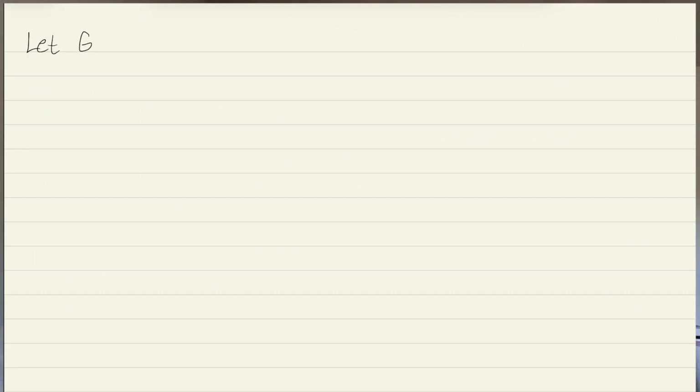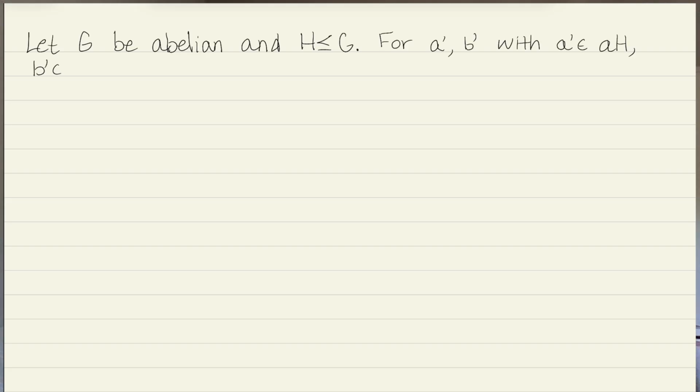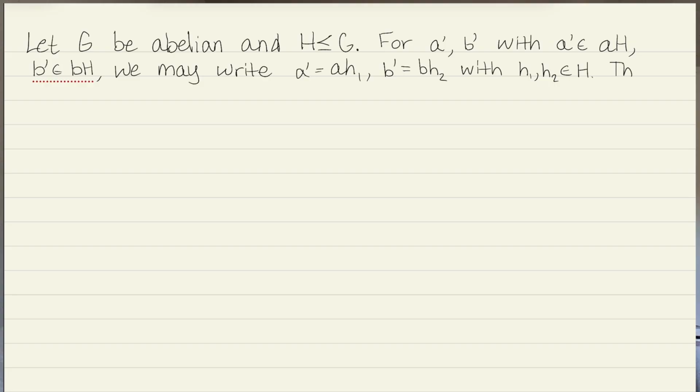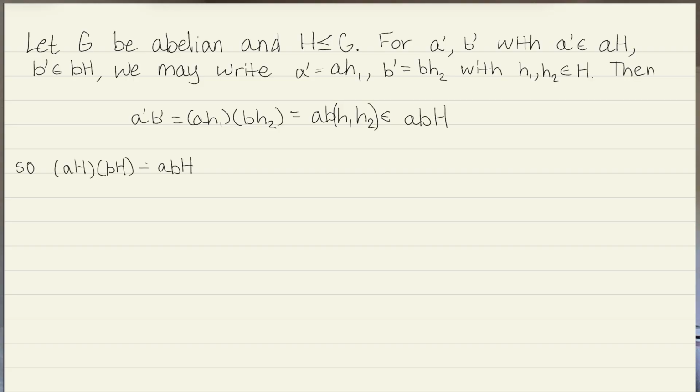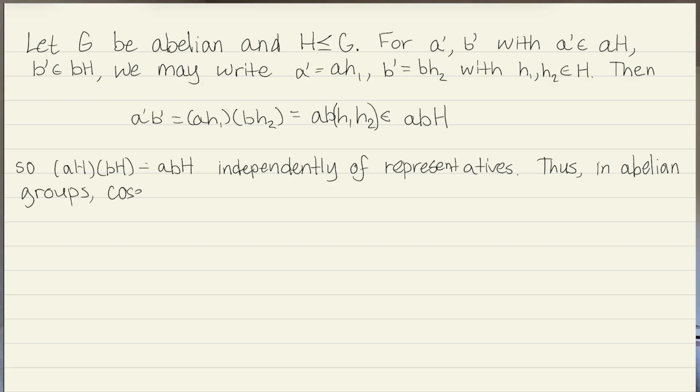If we let G be abelian and H be a subgroup of G, for a' and b' with a' in aH and b' in bH, we may write a' equals ah1 and b' equals bh2 with h1, h2 in H. Then a'b' equals ah1 times bh2, which, because it's abelian, equals ab times h1h2, which is an element of the coset abH. So aH times bH equals abH independently of representatives. Thus, in abelian groups, coset multiplication is well defined.